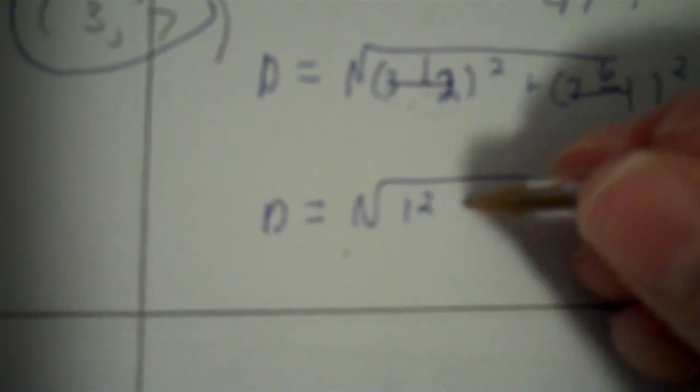Okay, so we have 1 to the second plus 6 to the second. Now what are those numbers to the second power? Well, 1 to the second is 1 times 1, that's 1. 6 to the second, 6 times 6, and that's 36, okay?